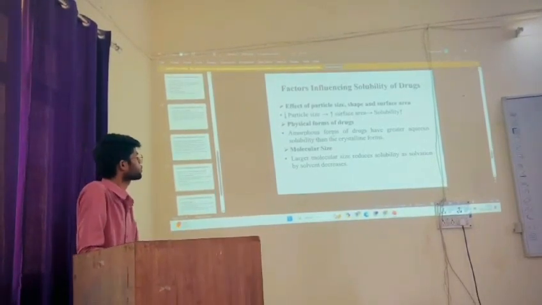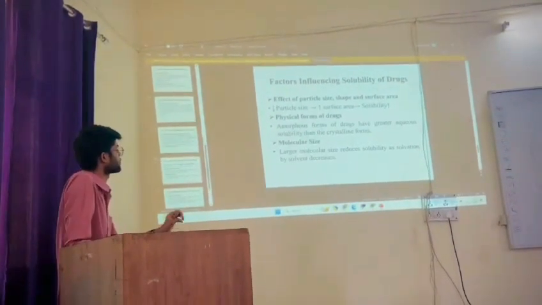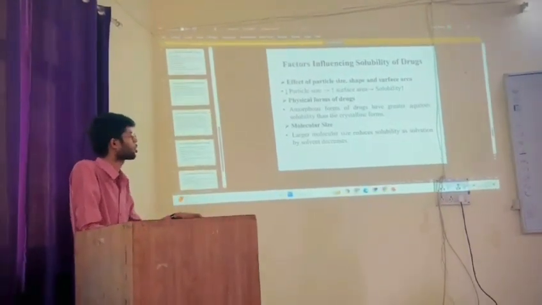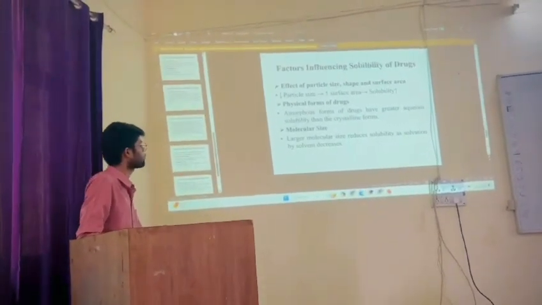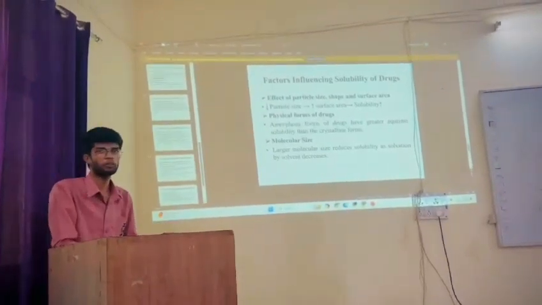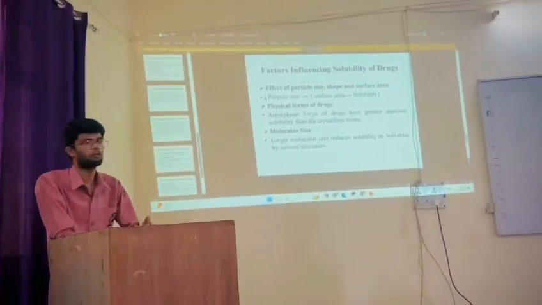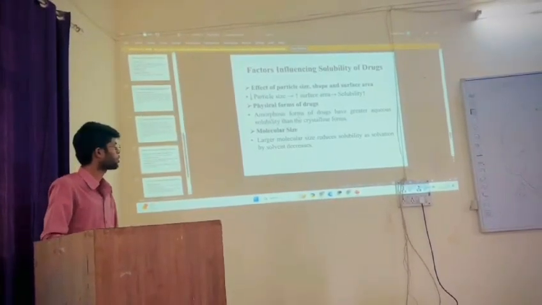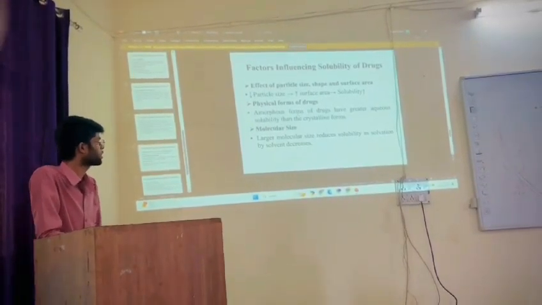The next is the effect of particle size, shape and surfaces. If the particle size decreases, the surface area increases and the solubility also increases. Physical forms of drugs: the amorphous forms of drugs have greater aqueous solubility than the crystalline forms. Then the molecular size. Larger molecular size reduces solubility as solvation by the solvent decreases.